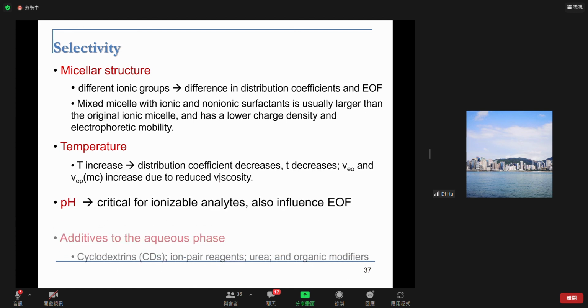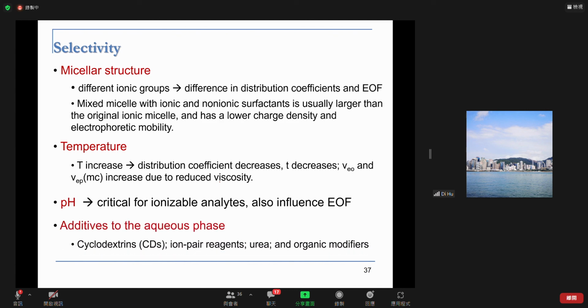Okay. Also, pH is critical for ionizable analytes, and it influences the EOF, right? We can also add some additive into the aqueous phase, for example. For chiral separation, if we want to separate the chiral isomers of a neutral compound, we can add cyclodextrin, CD, into the mobile phase as well. Then that will even achieve the separation of the neutral compound. So that's chiral neutral compounds, okay? That is even more powerful.